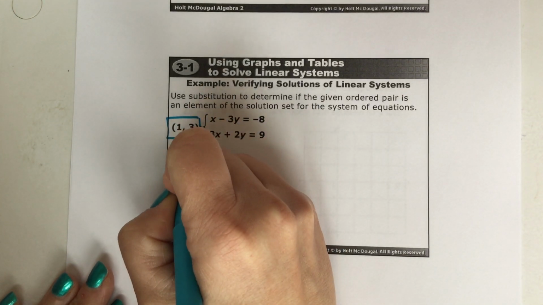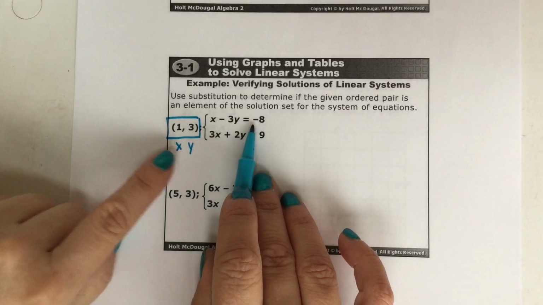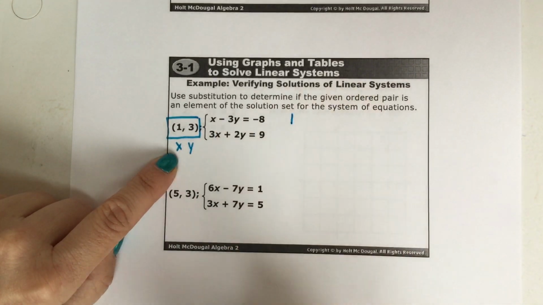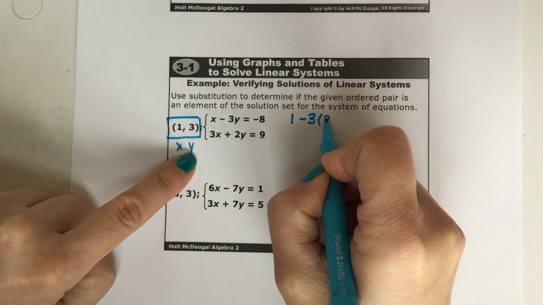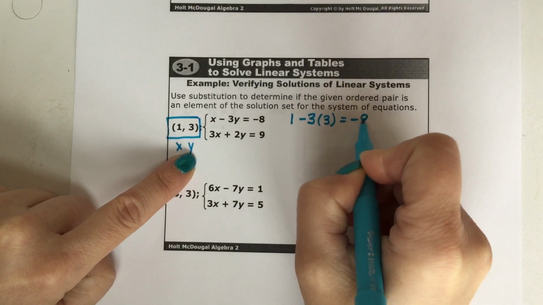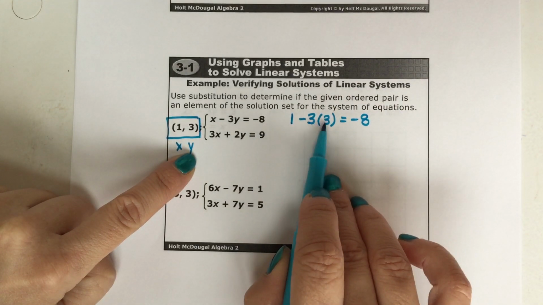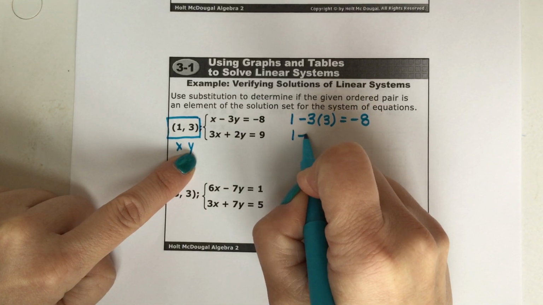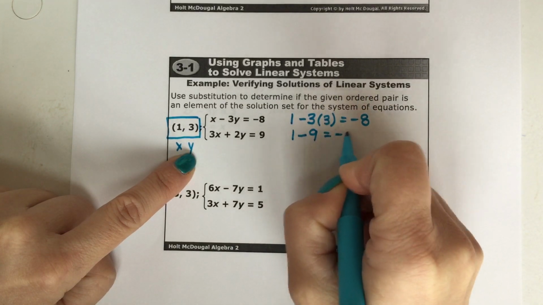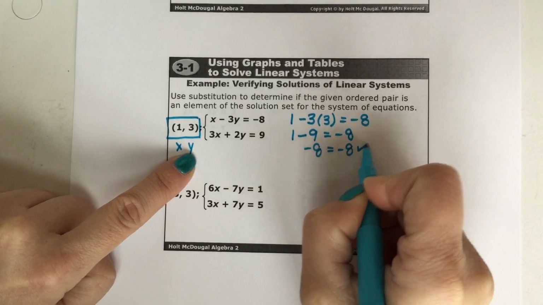Remember, every ordered pair is x and y. So when I go to fill this into the top equation, x becomes a 1. I just took the x from the ordered pair. Minus 3 times y. Y is a 3. In order for it to be a true statement, it needs to equal negative 8. Order of operations, we multiply before we subtract. So it's 1 minus 3 times 3 is 9. 1 minus 9 is negative 8. Negative 8 equals negative 8.